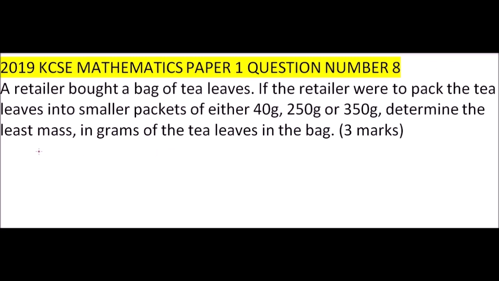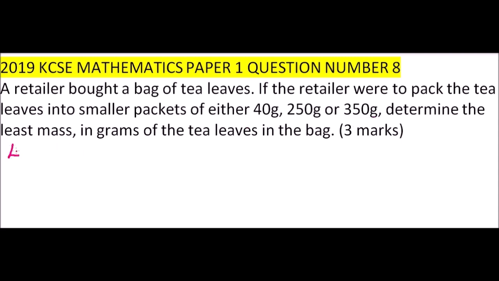So actually, in simple words, you are required to find the LCM of these 3 values, that is 40, 250, and 350, so that with this value you can pack packets of 40 grams and you get exactly a number of packets without any remainder of the tea leaves. You can also pack 250 or 350. So to get the LCM, you need to write these numbers in their prime factors.